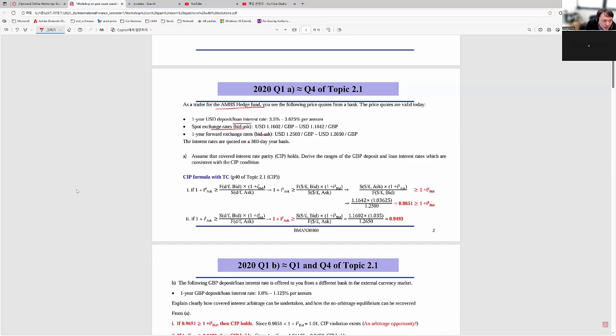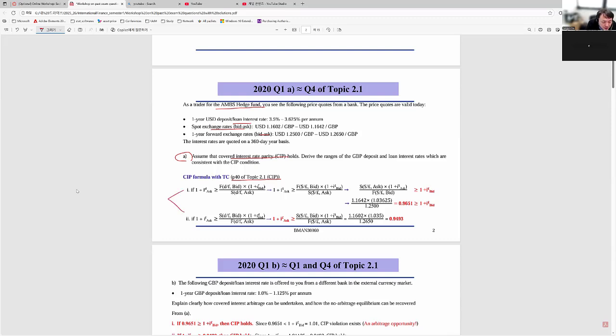The first question asks, does covered interest rate parity hold with this transaction cost? Derive the range of the pound deposit and loan interest rate which are consistent with the CIP condition. So what is the CIP condition we can use with this bid and ask price? If you take a look at the covered interest rate parity formula with transaction cost, on page 40 of the topic 2.1 CIP slide, you will find these two.